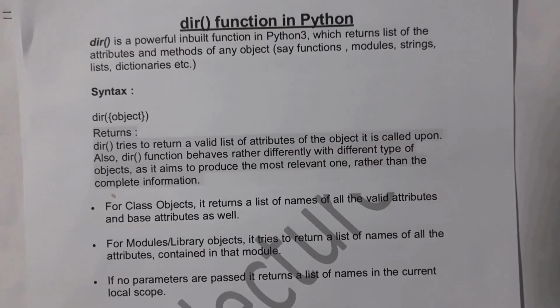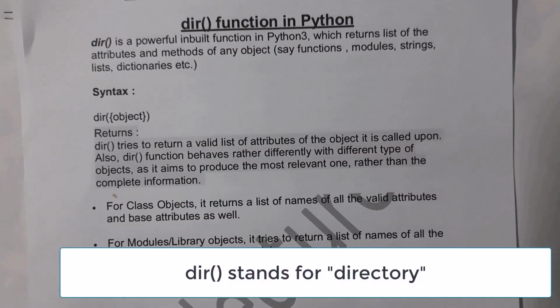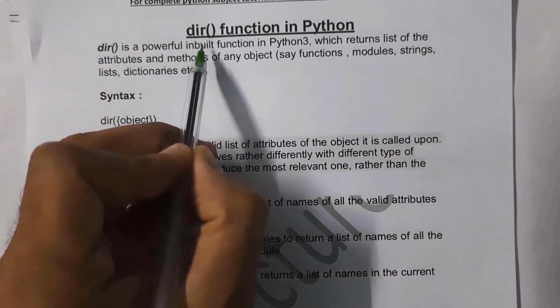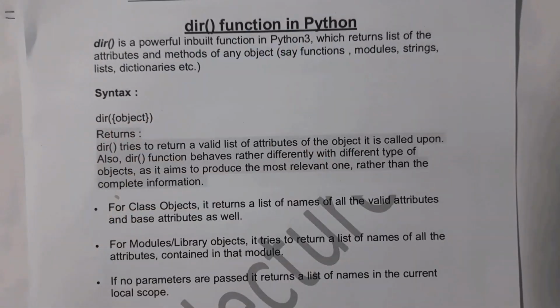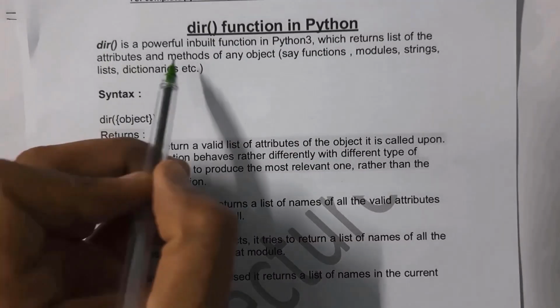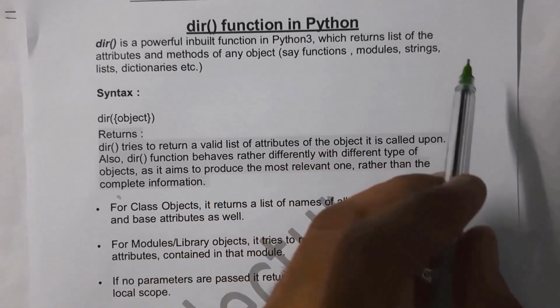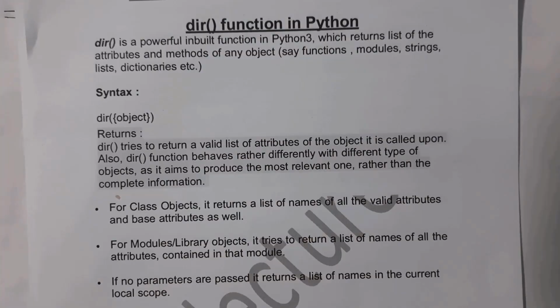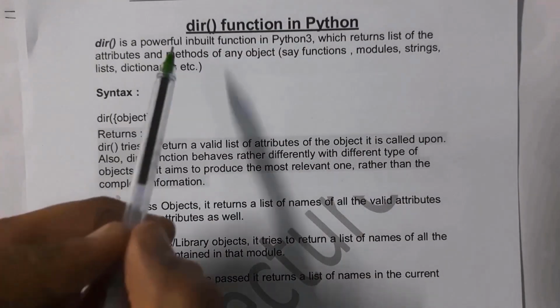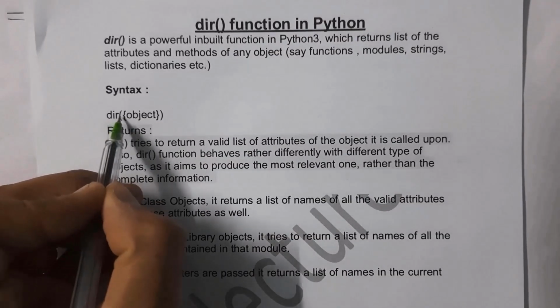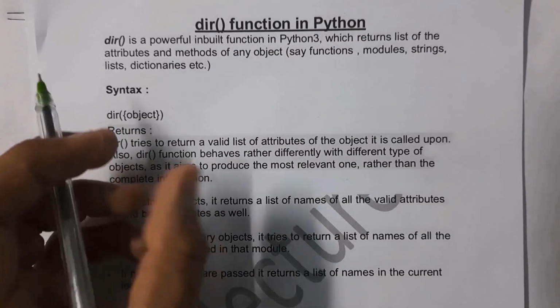Next I will explain the use of the dir function, where dir is a powerful inbuilt function in Python 3. For example, if you give any object, then this dir function will return all attributes and methods supported by that particular object. Either it can be functions or modules or strings or any other object. This dir function will return attributes and methods of that particular object. This is the syntax. Just write dir. This is the function. Inside brackets, you can give any object name.